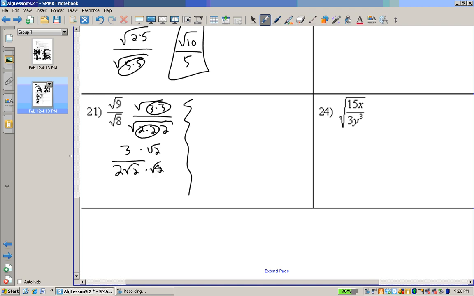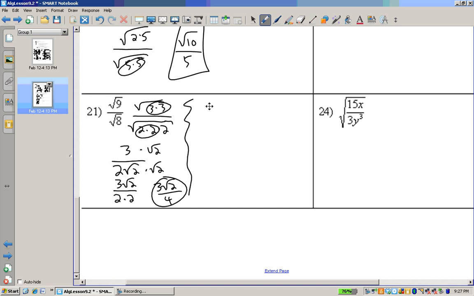That gives me 2 2's, pull 1 out. This 2 is already here. And we have 3 square roots of 2 on top. So that's 3 square roots of 2 divided by 4, and that is it. Now, since 1 2 is inside, 1 is outside, we can't reduce it.